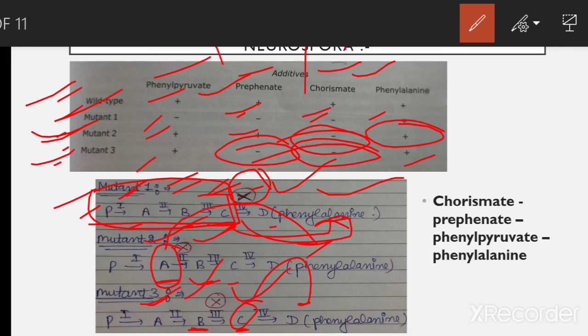So chorismate is the first substrate, prephenate is the second substrate, the C substrate, the third substrate, is phenylpyruvate, and the last substrate is phenylalanine, and P represents the precursor. So the correct order of metabolic intermediates that take part in the phenylalanine biosynthetic pathway is chorismate, prephenate, phenylpyruvate, and phenylalanine. This is the correct order of steps.